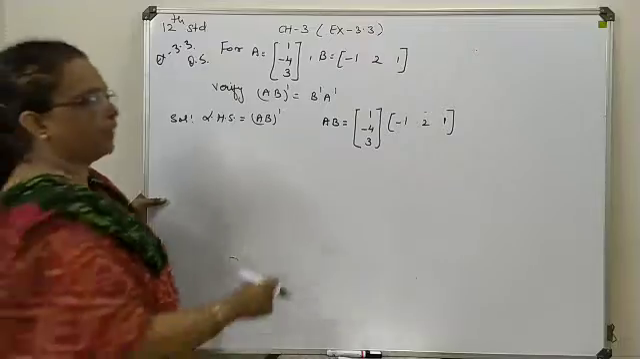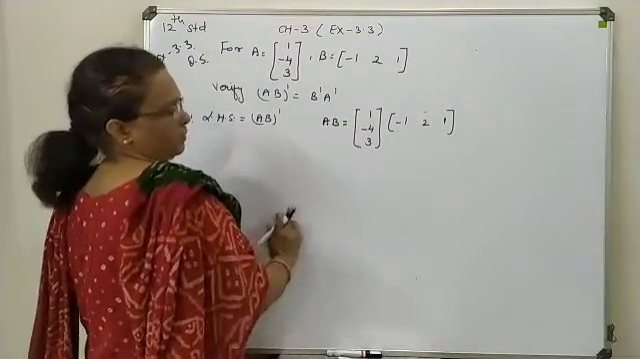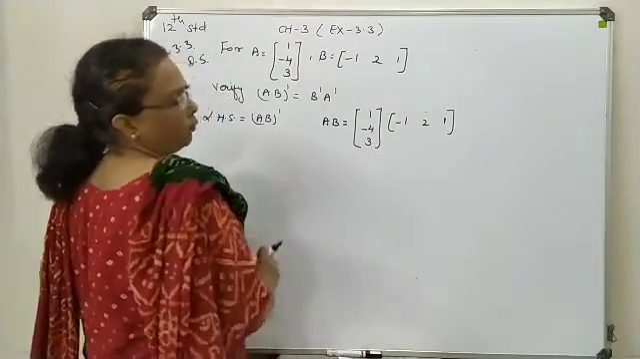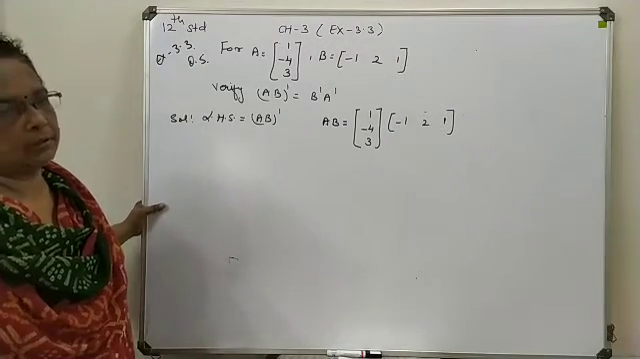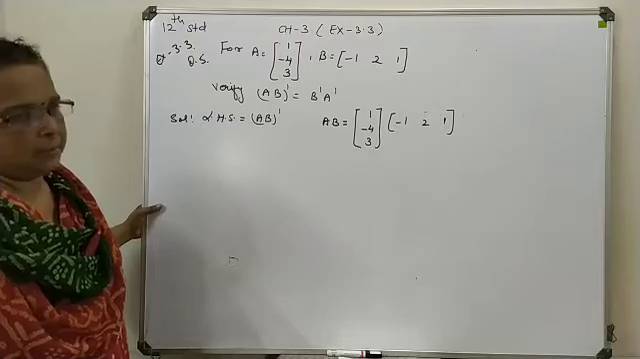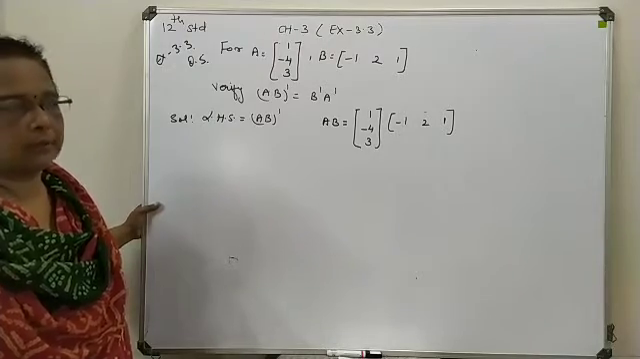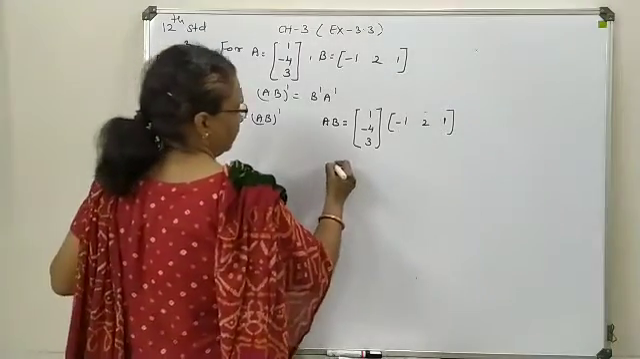Here you can see this is of the order 3 cross 1. This is of the order 1 cross 3. So your product is possible and the generated matrix will be of the order 3 by 3. So let's start with the product form.